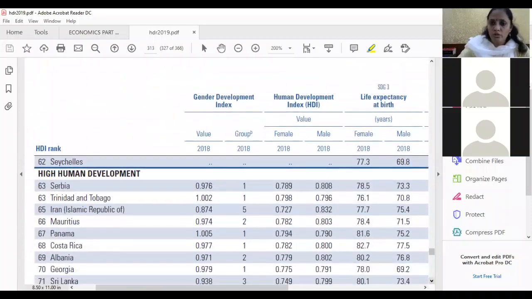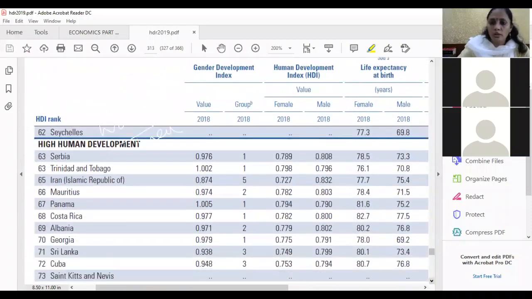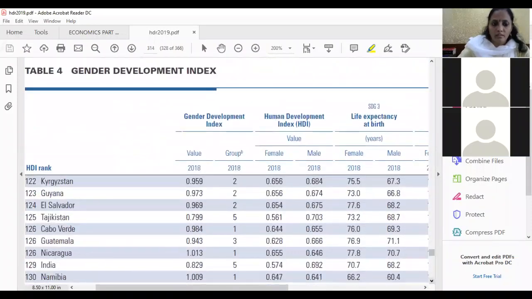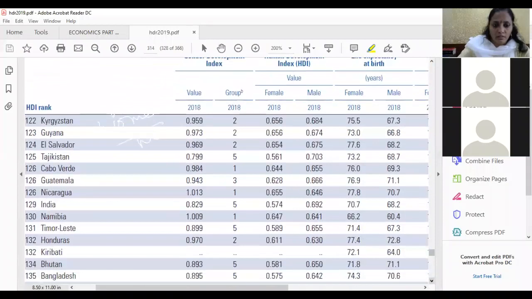I'm going to show you the data of India. We are moving towards 129th rank. Right? Where is India? Yeah, we are closer to 0.829, right? In previous years, we used to have data lesser than 0.8. We used to be at 0.7. So slightly there is an improvement when compared to previous years.